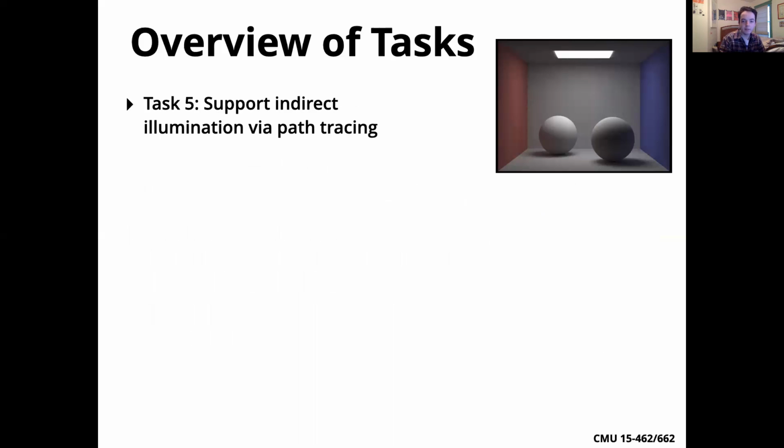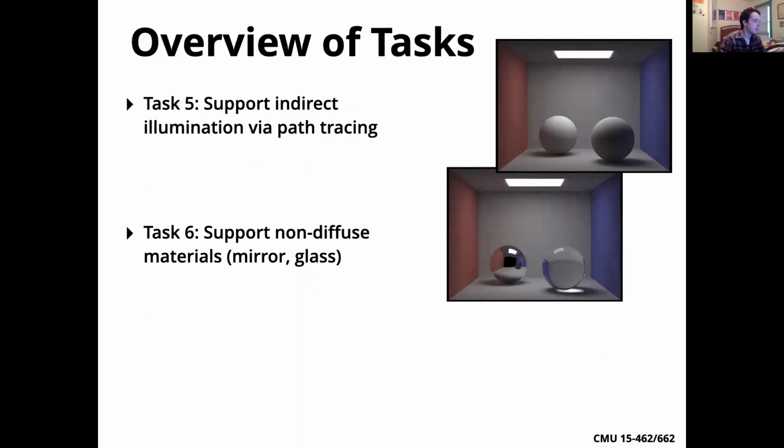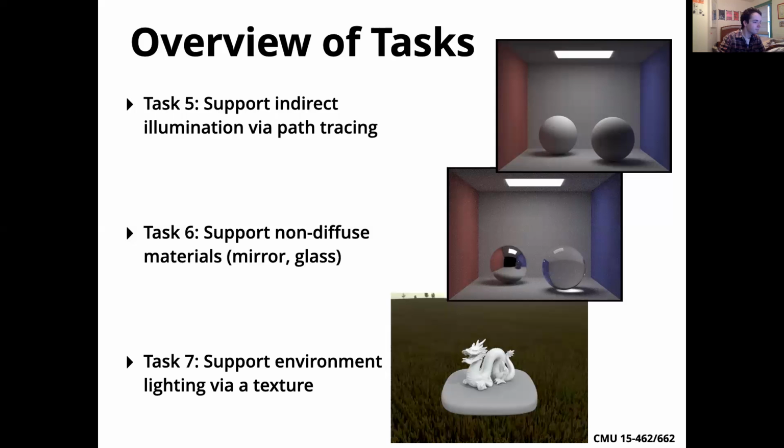So task 5 is implementing a basic version of the rendering equation that we talked about in class via path tracing. Task 6 is supporting non-diffuse materials, so namely a refractive material that has a Fresnel term, so it can both reflect and refract light, and a mirror. And task 7 is supporting environment lighting, right? Image-based environment lighting via a texture.